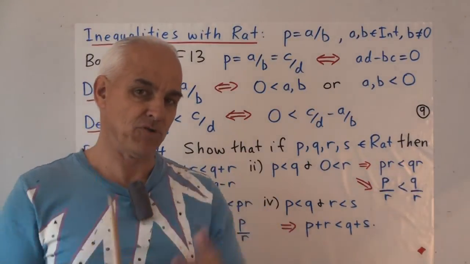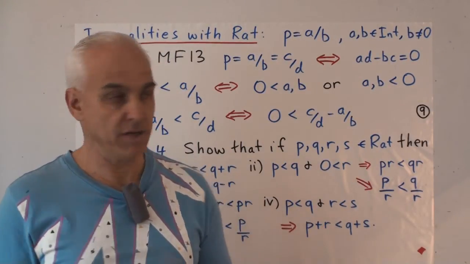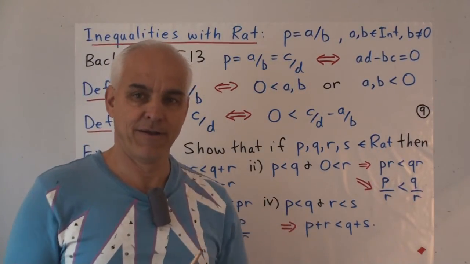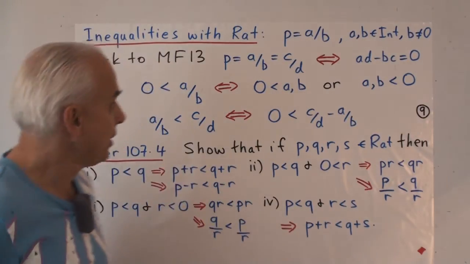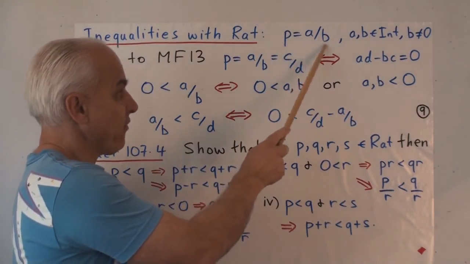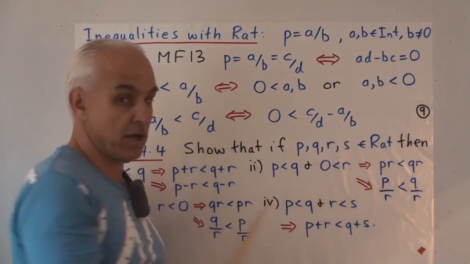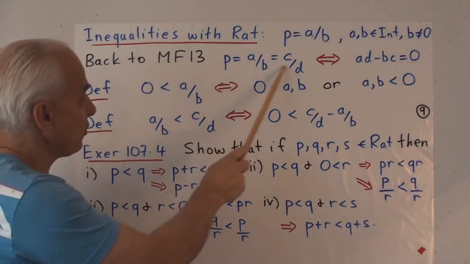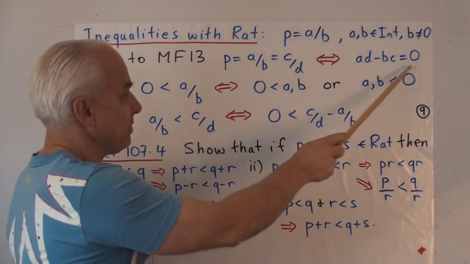Okay, so now let's move up to the rational numbers and introduce inequalities in that context. And of course it's dependent on the prior notions for natural numbers and integers that we've already introduced. So p is a rational number, means it's of the form a over b, where a and b are integers, and b is not equal to 0. And I remind you that we have this notion of equality, that a over b equals c over d, precisely when ad minus bc equals 0.